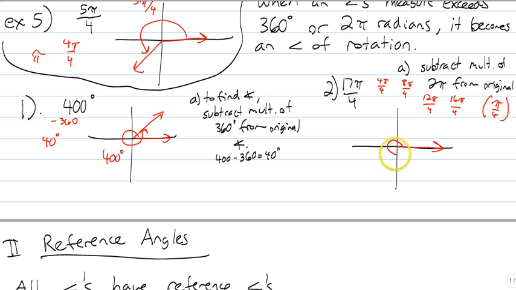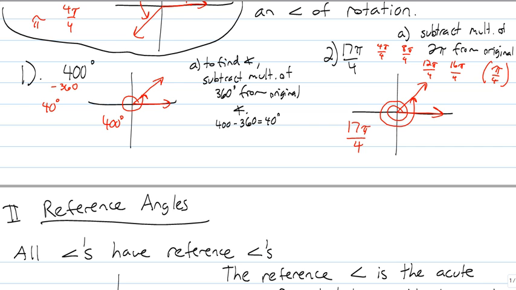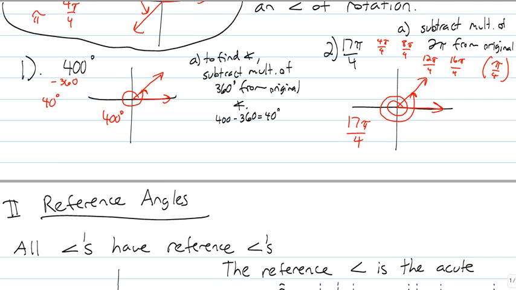So here's 1 circle, here's 2 circles, and we are at pi over 4. So that would be 17 pi over 4. We go around 2 full times, and then we have a pi over 4 remaining. Alright, any questions? Nope? Alright, good. Well, then I'll keep going.